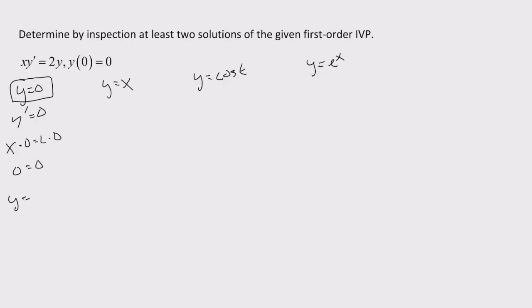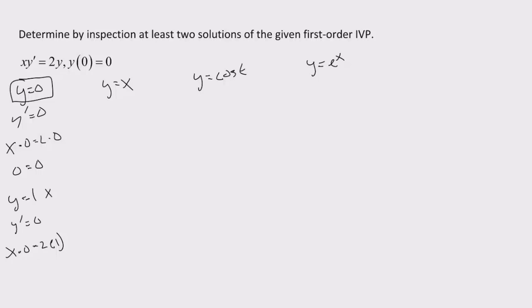What about a different constant? Could I try y equals 1? So y equals 1 and then y prime would be 0. So that would be x times 0 equals 2 times 1. And that doesn't work. Okay, so as far as the constant family goes, I kind of ran out of other potentials.